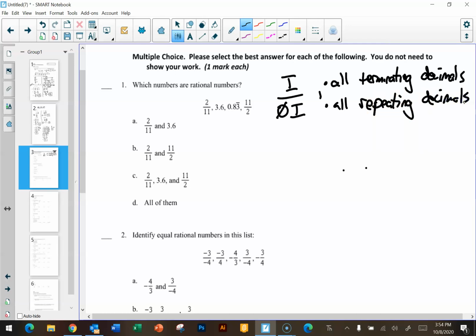So let's look at our numbers here. 2 over 11, that's an integer over an integer, so that one's good. 3.6 is a terminating decimal. It terminates at 6, so that one's good. 0.83 repeating is a repeating decimal, so that one's good. And 11 over 2 is again an integer over an integer, and the bottom isn't 0, so that one's good as well. So all of them are rational numbers.